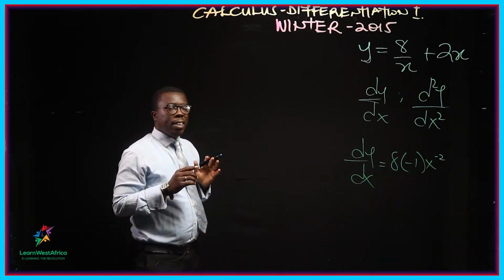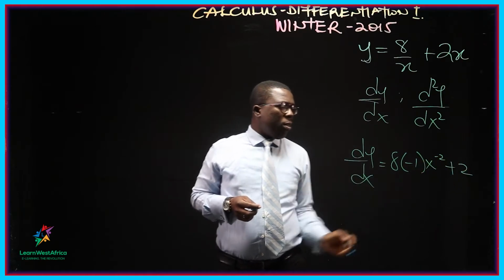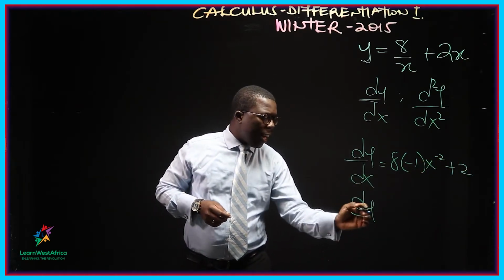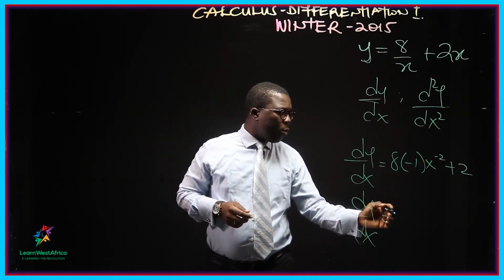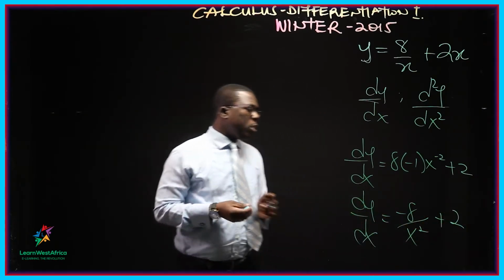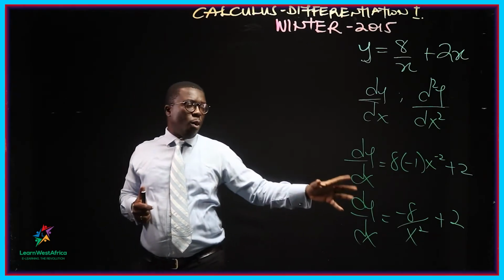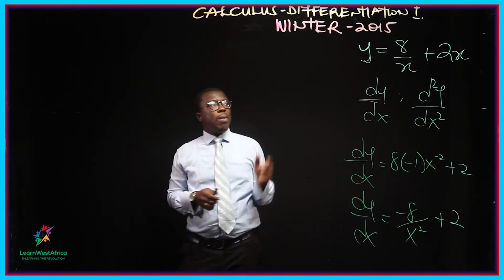Hope you are fine. All right, so the next part is the 2x. When we differentiate 2x, we get 2. Okay, so our dy/dx is going to give you minus 8 all over x squared plus 2. Watch that. Hope you're okay with this. All right, so this is the first derivative of the function y equals 8 over x plus 2x.